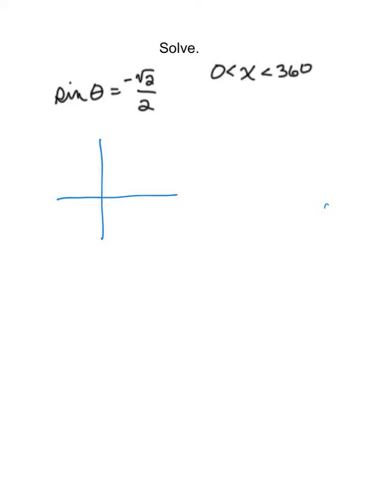So if I consider what my unit circle coordinates are in the first quadrant, I should recognize that the 45-degree angle is where my y-coordinate is equal to the square root of 2 over 2. So therefore, that is my reference angle. So first you find your reference angle in the first quadrant. Reference angle here is equal to 45 degrees.